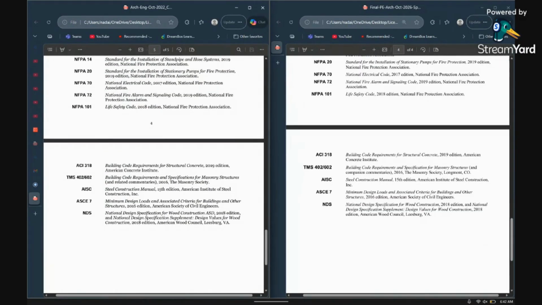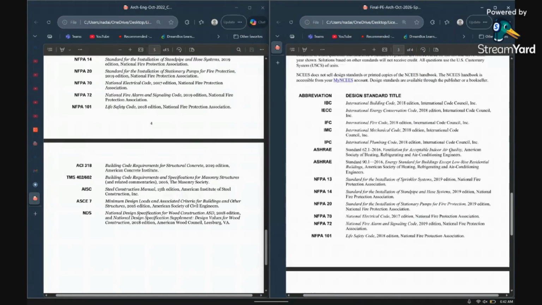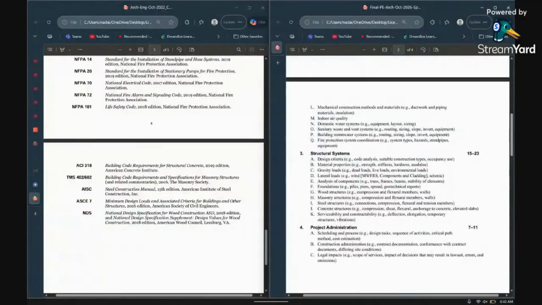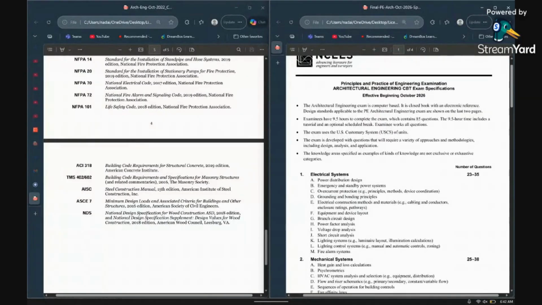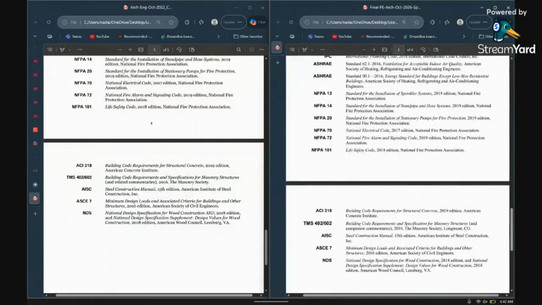The ACI 318 is still the 2019 edition. The Masonry Code is also the 2016 edition. We still have the 15th edition of the Steel Construction Manual, and ASCE 7 for loads, still the 2016 edition. So if you already have the codes, nothing has changed with the codes, and we're very lucky for that, because when I was studying for the civil structural exam, the codes changed in 2024.